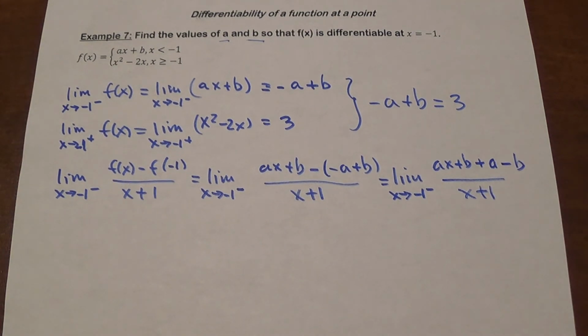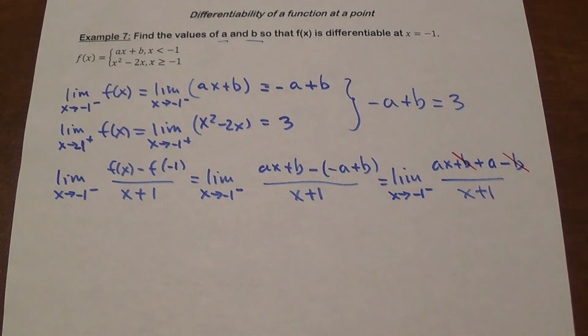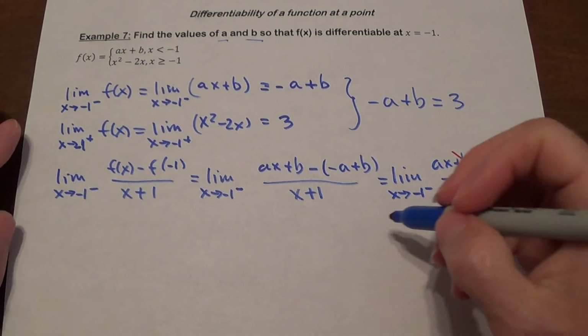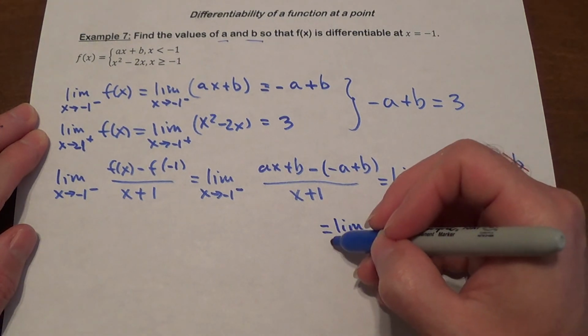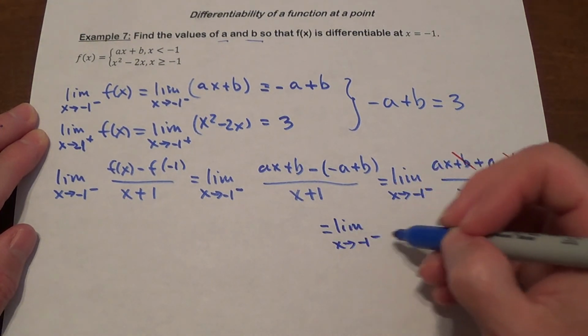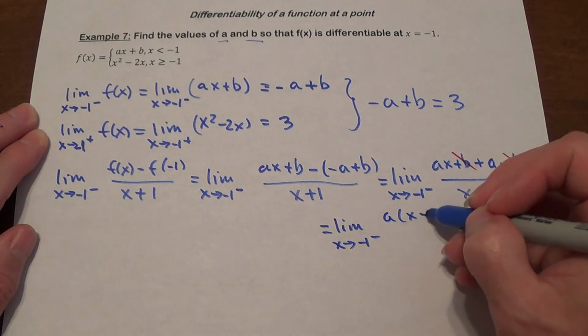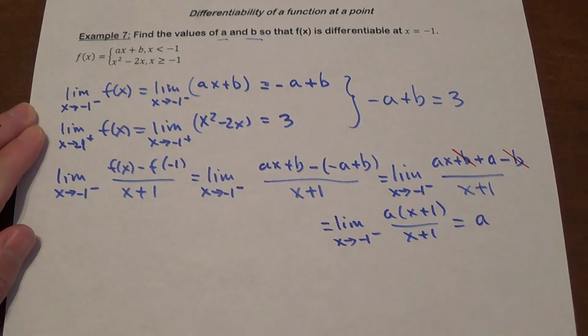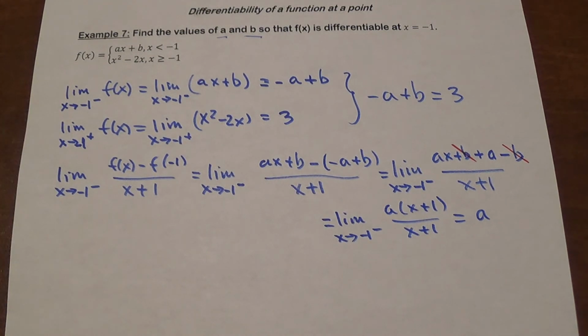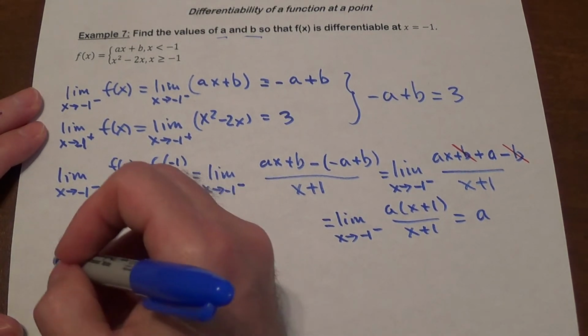So the b's are going to cancel. And then we can factor out a, right? And we're going to get that the limit as x approaches negative 1 from the left, a factors out, x plus 1 divided by x plus 1 is going to give us a. So this is the left hand derivative. What about the right hand derivative?